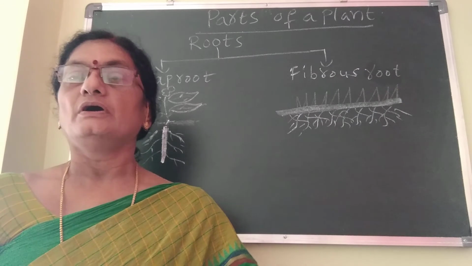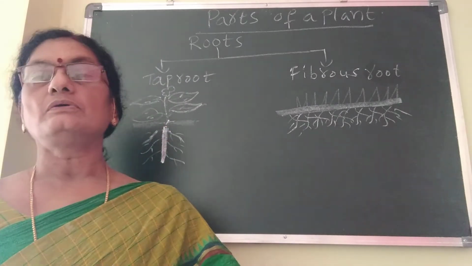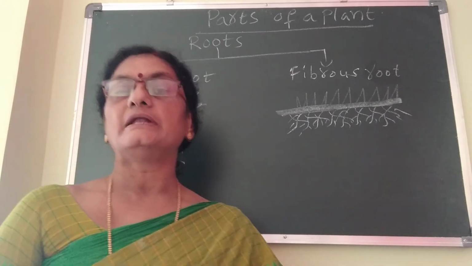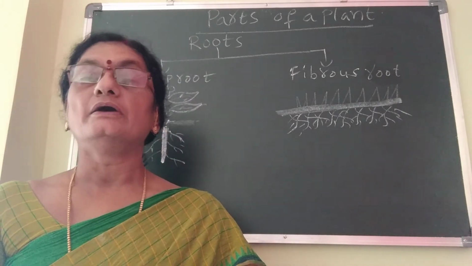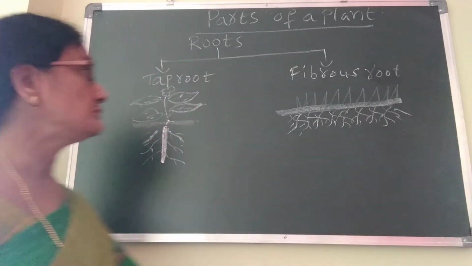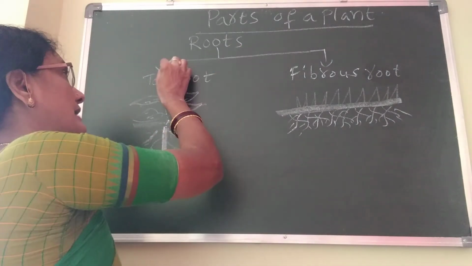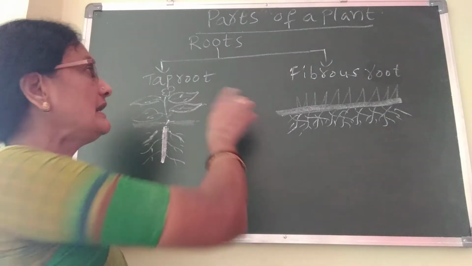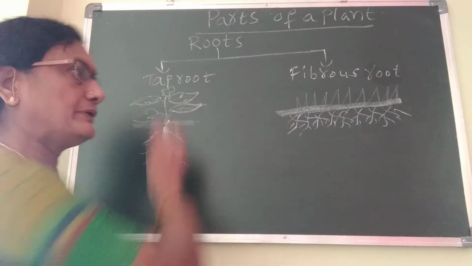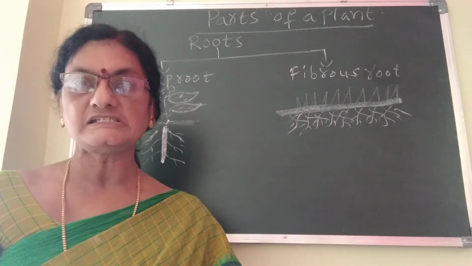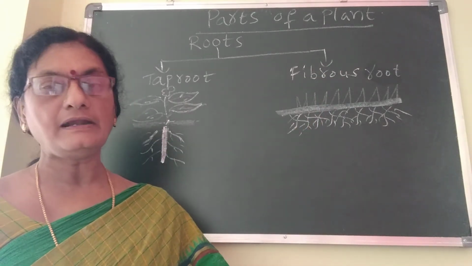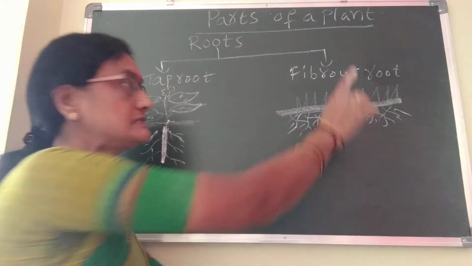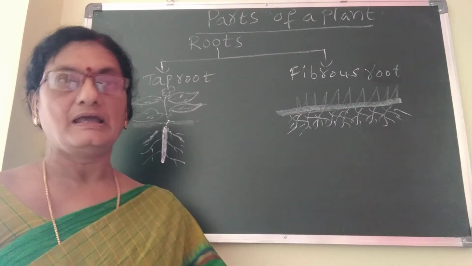Roots. Roots grow below the soil. Roots have mainly two types: taproot and fibrous root. What is taproot and what is fibrous root?